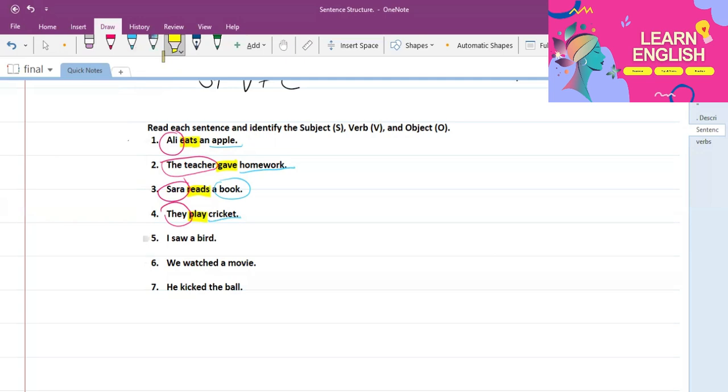I saw a bird. Saw is the verb. I is a subject. A bird is an object. Let's move on to sentence number 6. We watched a movie. Watched is a verb, we is a subject, and movie is object. He kicked the ball. Kicked is the verb. He is performing the action, hence it's a subject, and the ball is an object.